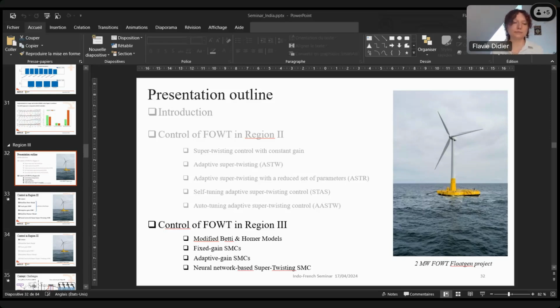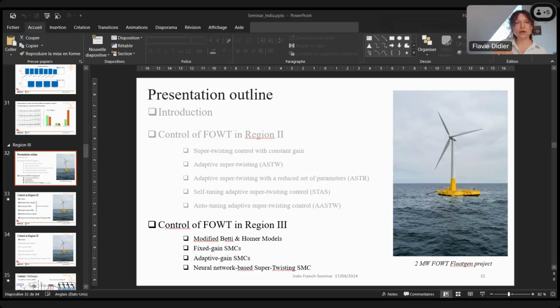So as explained earlier, a floating offshore wind turbine is a highly nonlinear system. And for region 3, there is the negative damping phenomenon which causes instability of the platform motion. So there is a need to develop an adaptive and robust controller for this specific region. However, because of this highly nonlinear system, most of the time the controller demands linearization of the system dynamics or the controller around operating points.